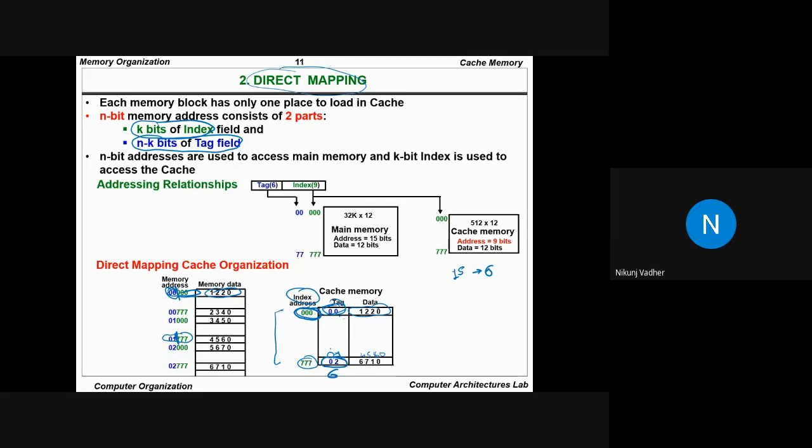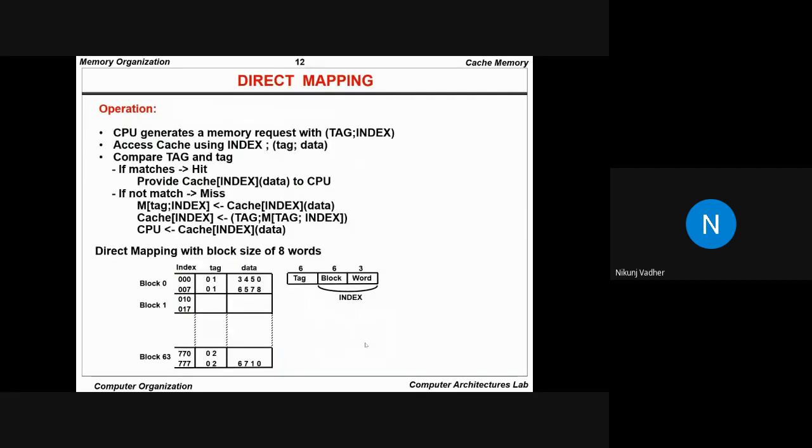Now if that tag data is, let's say, 00777, it will go to location 777 and then match the tag. If the tag does not match, then the data from the main memory will be retrieved, and the tag will be updated with the latest content. So here 002 will be replaced with 00 and the content will be 2340. So the cache memory will be updated. This is the example of direct mapping.